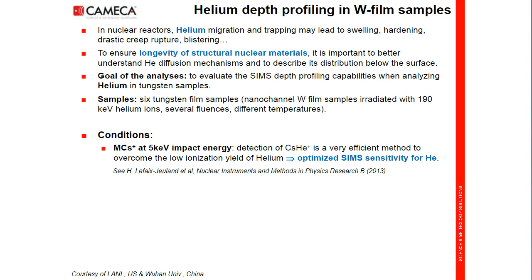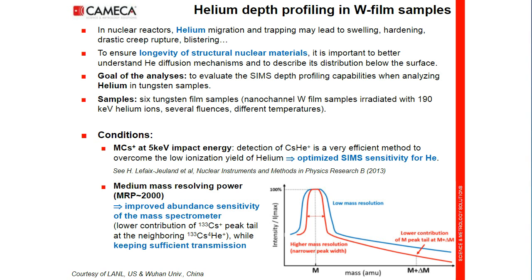Medium mass resolution conditions were selected in order to improve the abundance sensitivity of the mass spectrometer. In fact, there is a background signal that affects the measurement of the cesium-helium signal due to the tail of the neighboring cesium peak, which has a very high intensity. A slight increase of the mass resolution allows decreasing this background contribution while keeping good transmission.